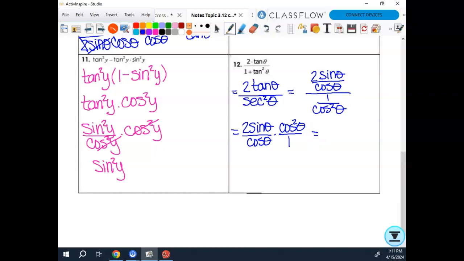Can I reduce this some? This cosine with one of those, so this gives me 2 sine theta cosine theta. And that looks like something we've talked about before, right? What is 2 sine theta cosine theta? Sine of what? We used it, I think, in this one. It's sine of 2 theta. We're done.